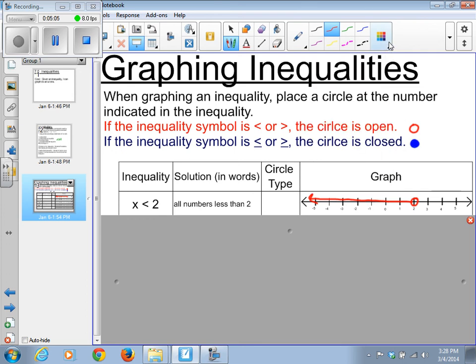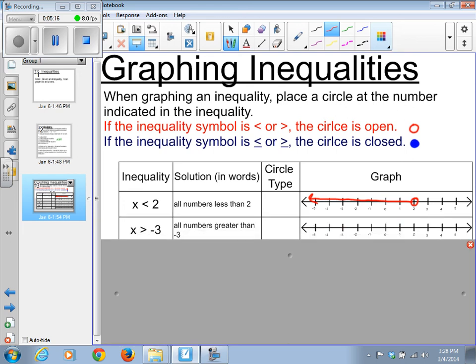So hopefully you all can see that pretty clearly. So it's going to be an open circle because it doesn't include 2, but that's where we're going to start. And then everything to the left of that. So for the next one, it's going to be x is greater than negative 3. Once again, we're going to come to negative 3 right here. But it's going to be an open circle because we're not including negative 3. And this time, we are going to come this way. So it's every number continued on greater than negative 3. Okay?